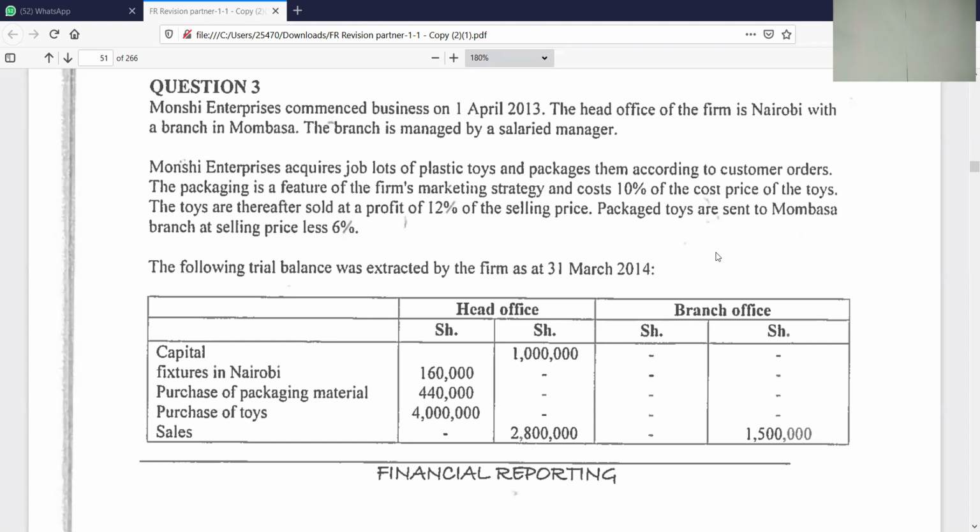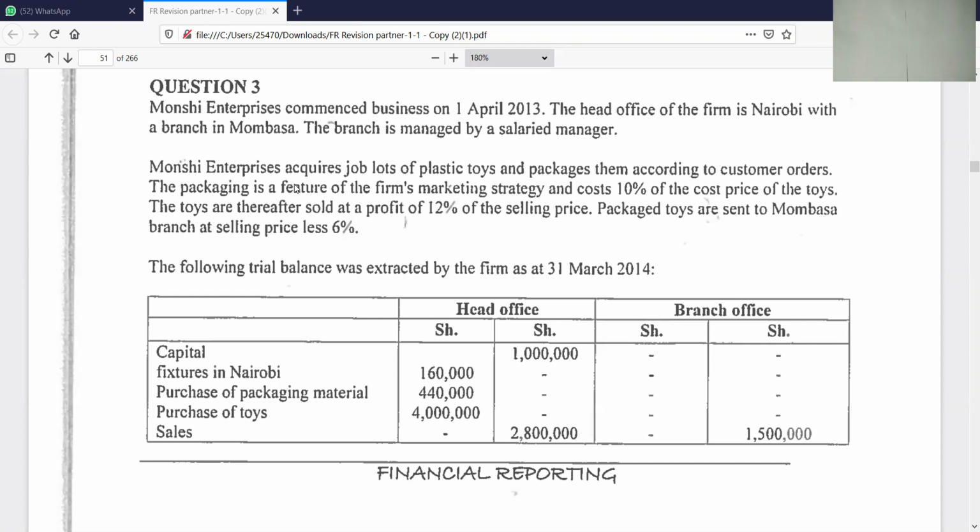And it costs 10% of the cost price of the toys. The toys are therefore sold at a profit of 12% of the selling price. Packaged toys are sent to Mombasa branch at a selling price less 6%. So the main thing is understanding these percentages.